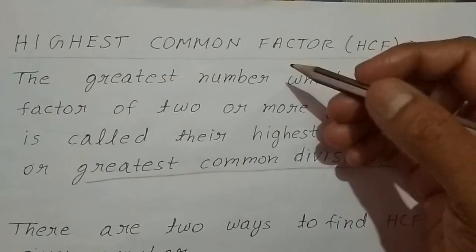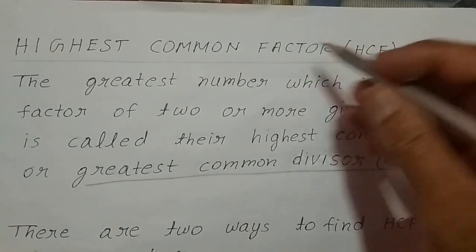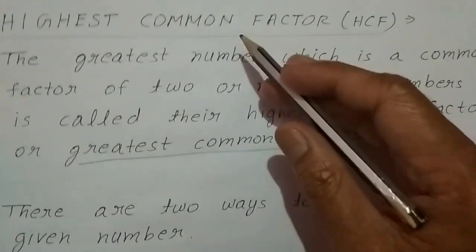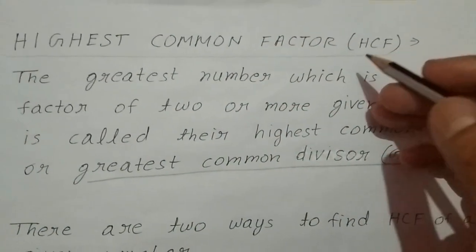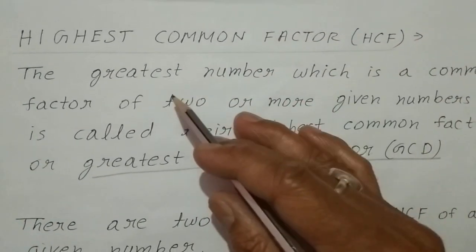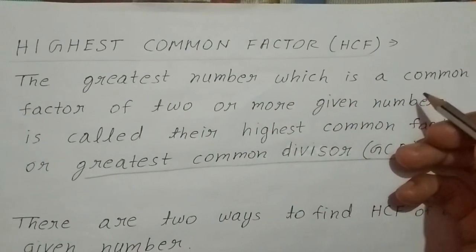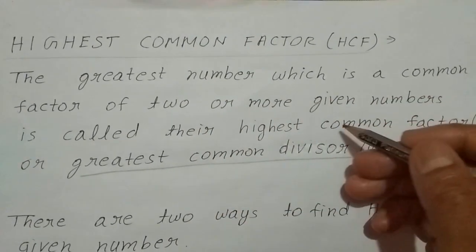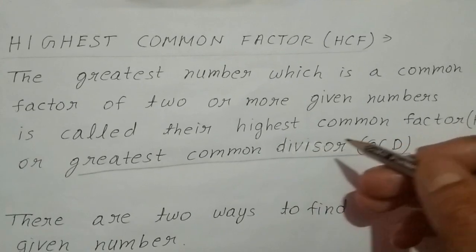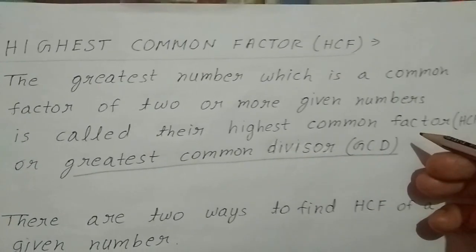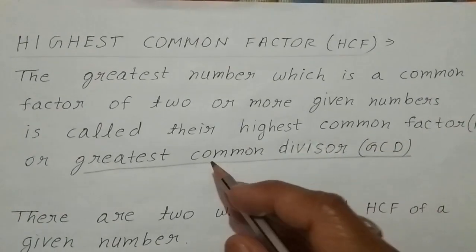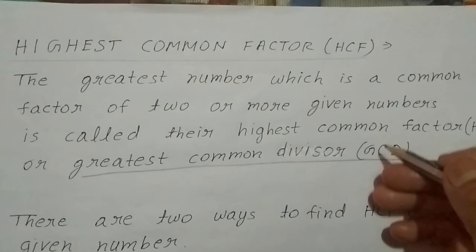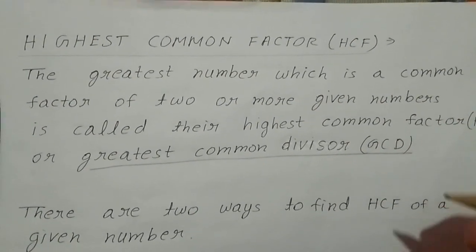So students, what is HCF? Highest Common Factor. In short we say HCF. The greatest number which is a common factor of two or more given numbers is called their highest common factor, HCF, or greatest common divisor, GCD.